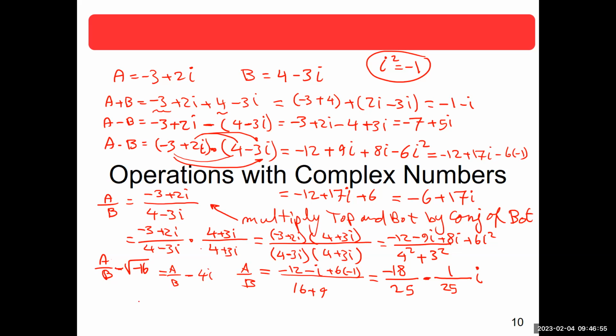So this thing is equal to -18/25 minus 1/25 i minus 4i. Now, how do I add -4i with 1/25? I need to have the same bottom to be added up. You can use decimals, or if I multiply top and bottom by 25, this becomes 100/25.